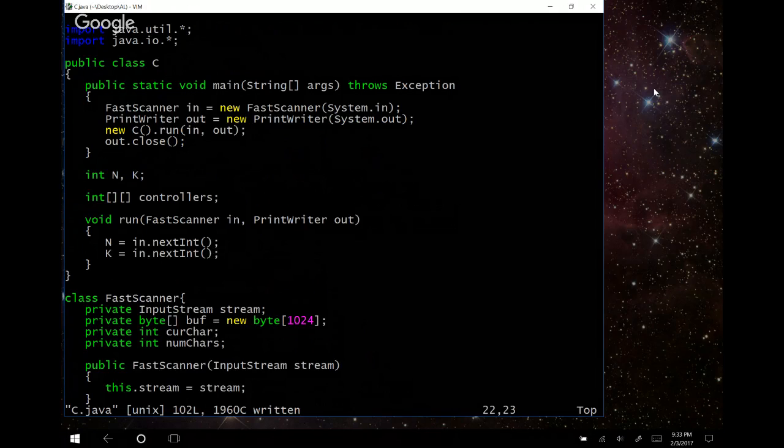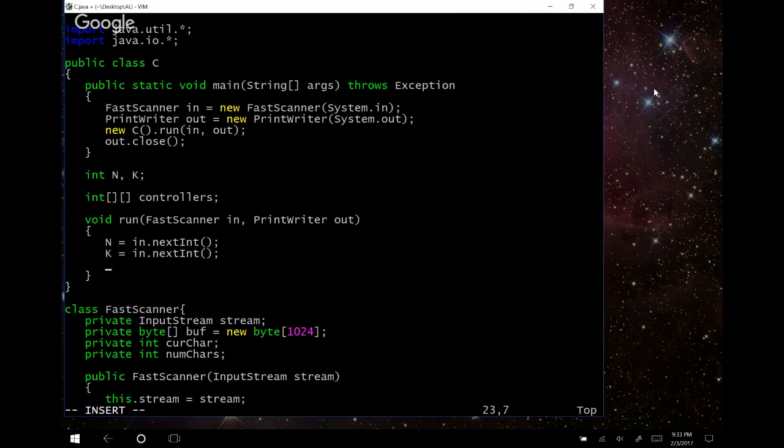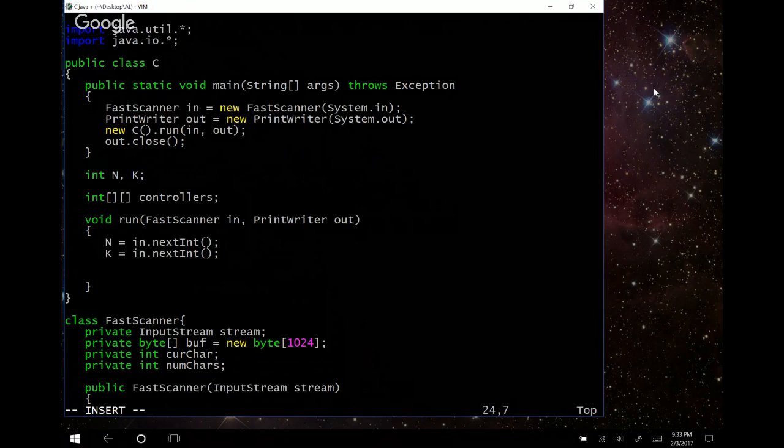So I will read in my input. Hopefully I can do piping in Windows. I don't know. We'll see. It's an experiment. So just read in my input at the moment.